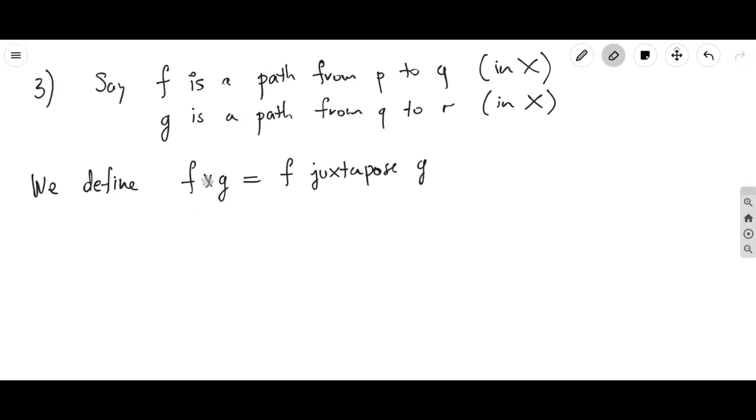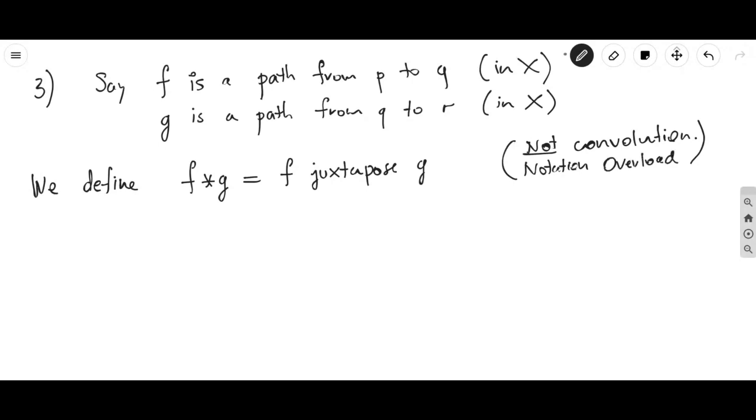This symbol might be confusing because if you've seen that symbol previously in mathematics, it sometimes means convolution. This is not convolution. This is what we call notation overload. In math, it is very common to use the same notation to mean many different things. And we do this all the time. Maybe you don't even realize this, but what's (1, 0) versus what's (0, 1) versus (0, 1)?